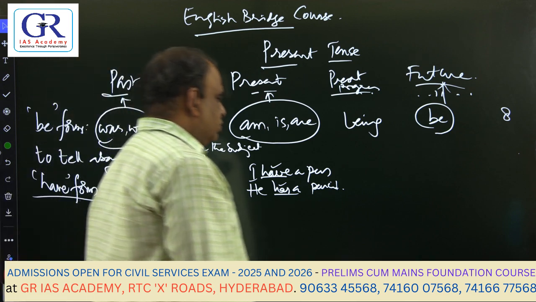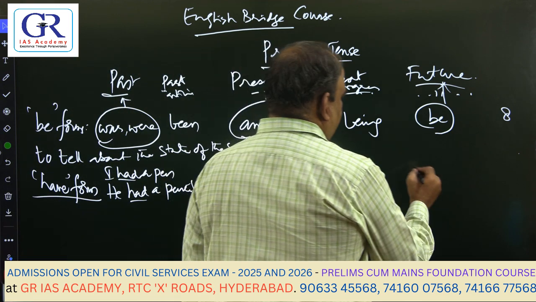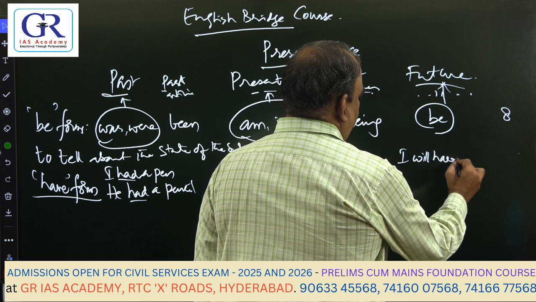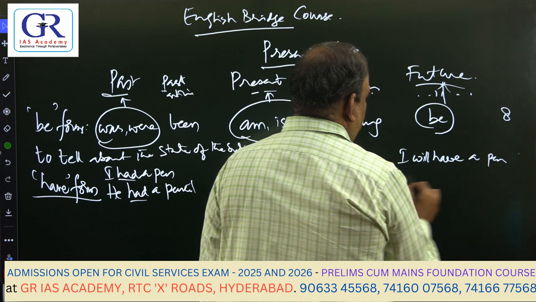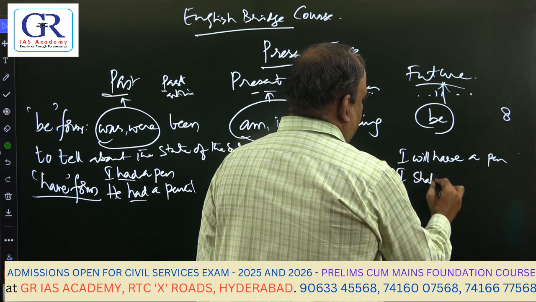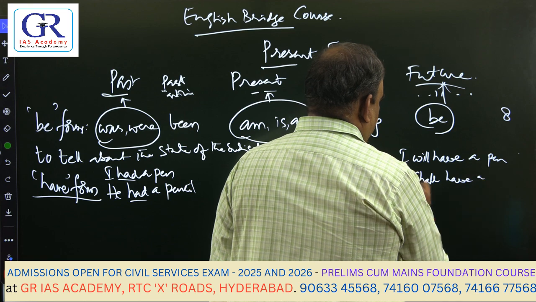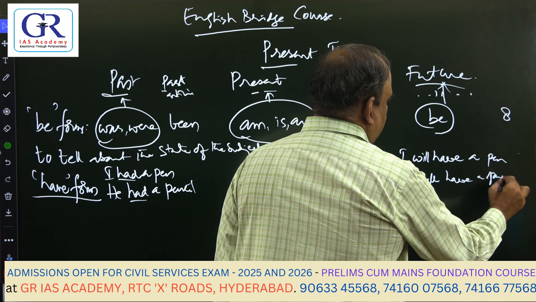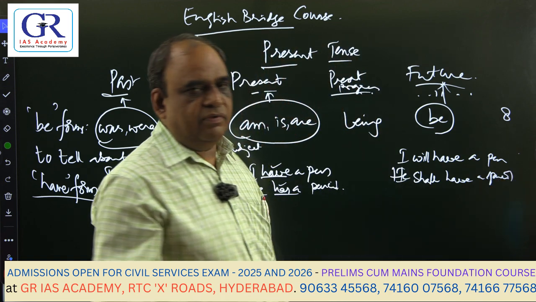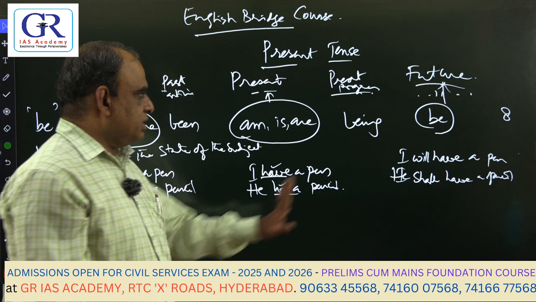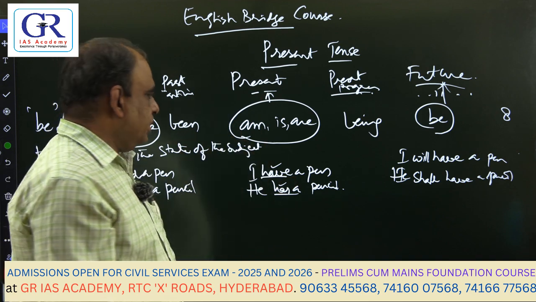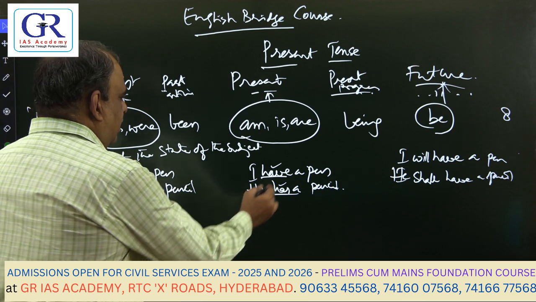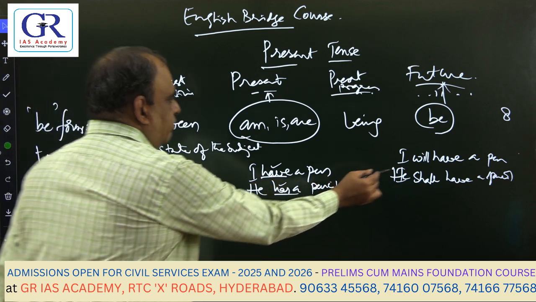Similarly, if I go to future, I will simply have to add will or shall. I will have a pen. I shall have a pen, or he will have a pencil. Usages of will and shall, I will take up at later stages. Presently I am concentrating on how the tenses are made. So these are known as have forms. In have forms, what are there? Have, had and will have.